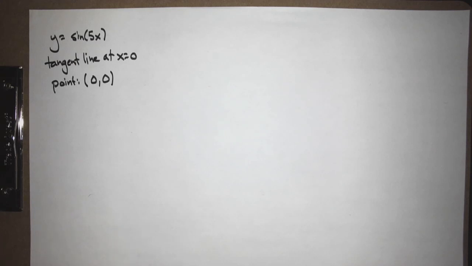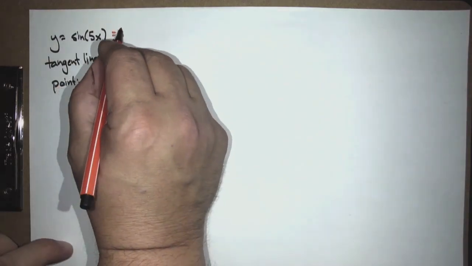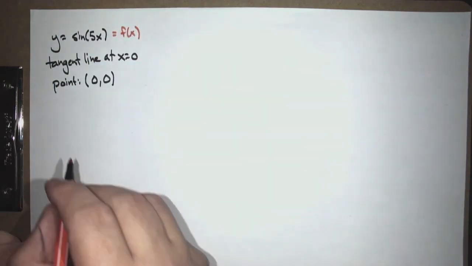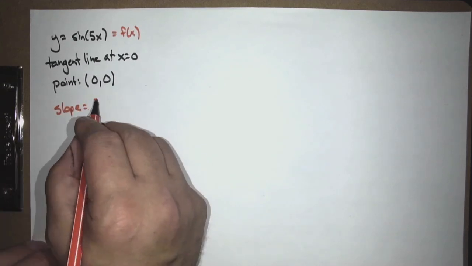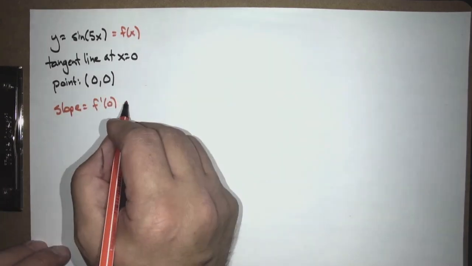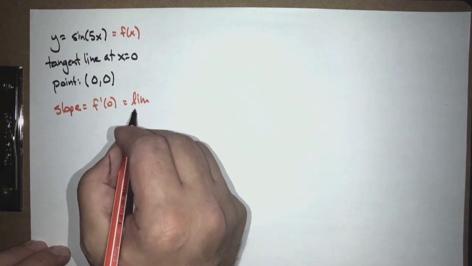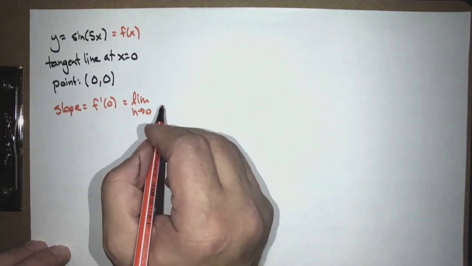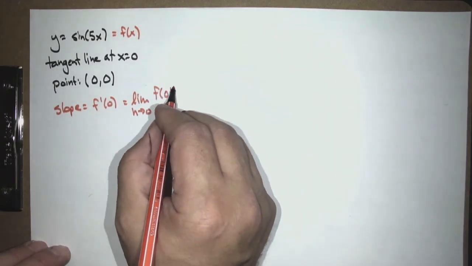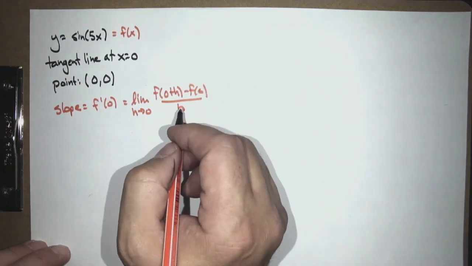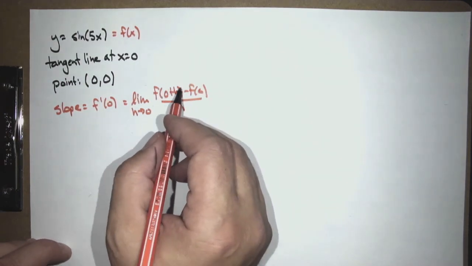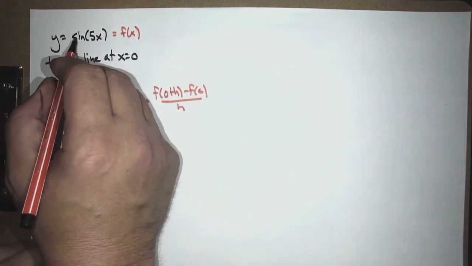We need a slope. So I'm going to call this sine of 5x, I'm going to call this f of x. So our slope, that'll be f prime of 0. Since we're still practicing, pull out the limit definition. Limit as h goes to 0, f of 0 plus h minus f of 0 over h. So what do you get when you plug 0 plus h into your function?